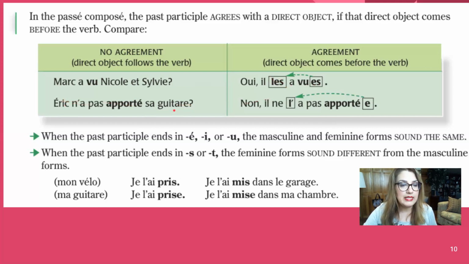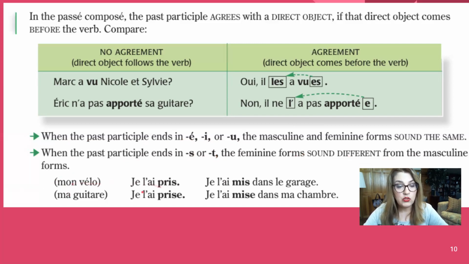Eric n'a pas apporté sa guitare. The direct object is sa guitare. And this means, by the way, Eric did not bring his guitar. Guitar here is after the past participle, so there is no agreement. But here we replaced it with la. And we placed it before the verb, so we have to do the agreement of this past participle with it. When the past participle ends in e, I, or u, the masculine and feminine forms sound the same. When the past participle ends in s or t, the feminine forms sound different from the masculine forms, like this.